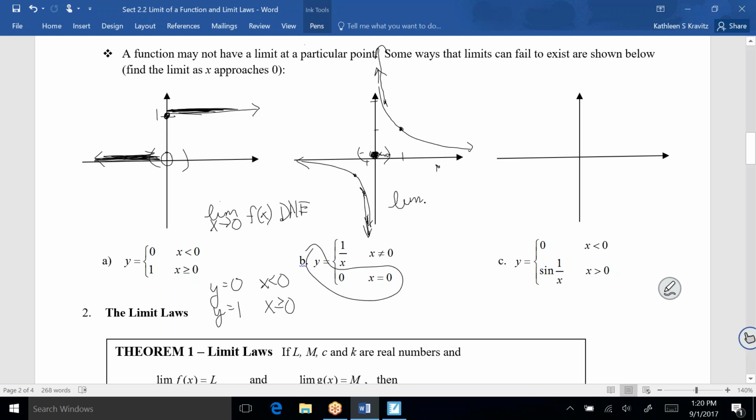So again, we're going to say that the limit as x approaches 0 of this function f of x also does not exist. So that's a second way that limits cannot exist.